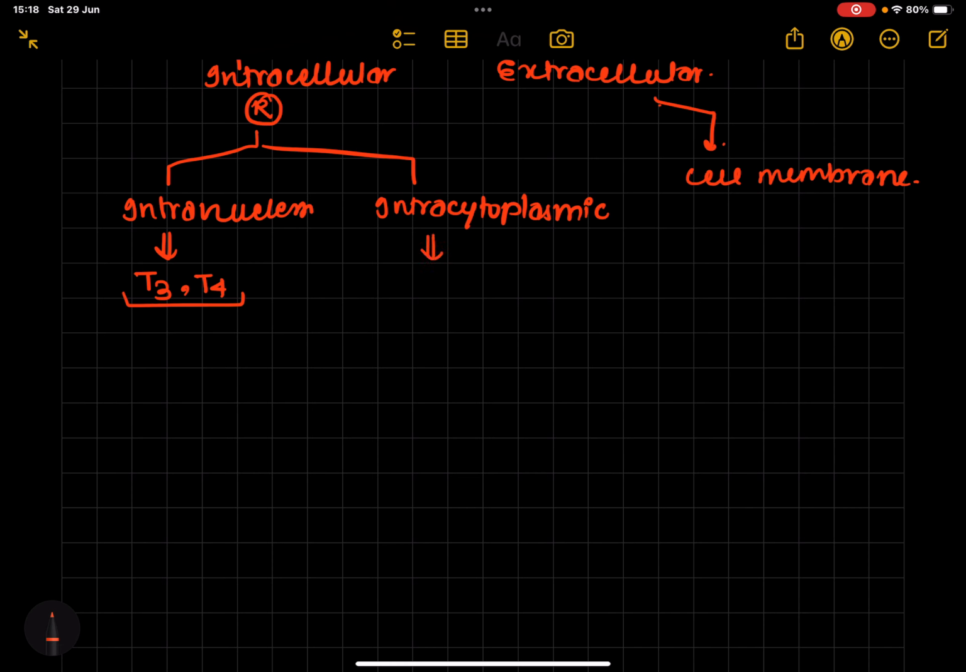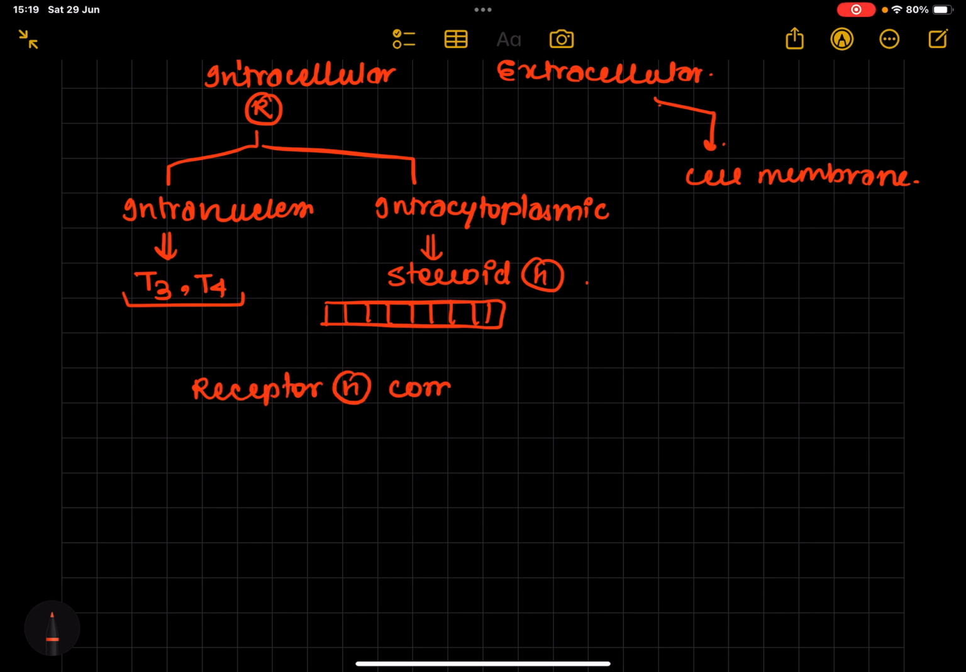The remaining are steroid hormones. As you know, the cell membrane is mainly made of lipids, so hormones that are made of steroids will cross the cell membrane easily and act at the intracytoplasmic level. So steroid hormones act at the intracytoplasmic level, right? Next thing to remember about intracellular receptors is that there is formation of a receptor hormone complex, and this will initiate the transcription process.